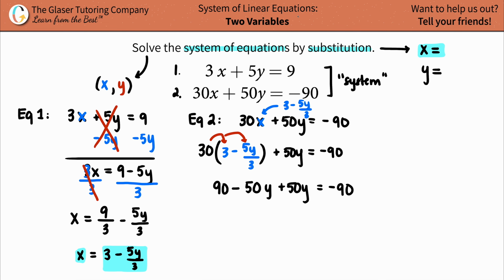Oh boy, what's going on here? Well, let's take a deeper look. Usually we simplify, and we've got that going on. But now what happens when we do that? Well, this would be 90, but now negative 50y plus 50y, that goes bye-bye. So we actually lose the variable. And across the board, 90 does not equal negative 90.